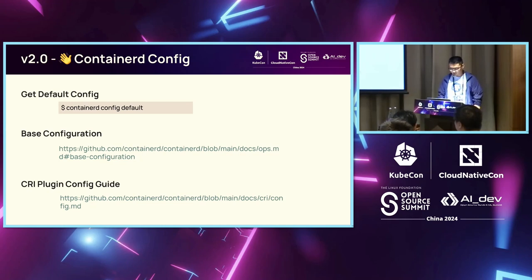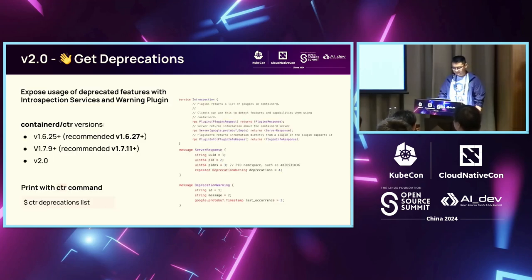You can view the default config with config default, and the documentation includes component configs as well. To make it easier to know which deprecated configs and filters you are using, there is a deprecation interface, which allows you to use the CTR deprecation list and find out which deprecated filters you are using. This feature will require the version of Kubernetes and CTR.